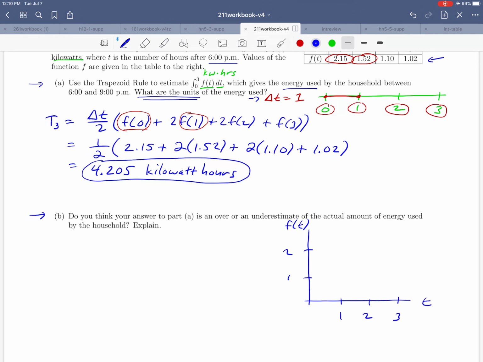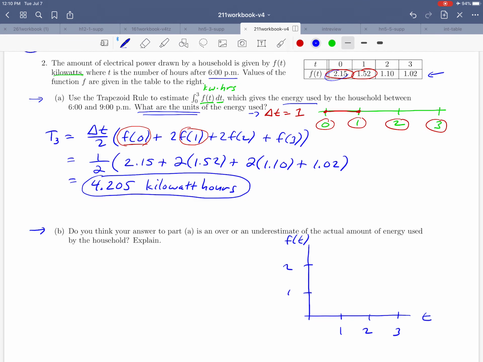Let's see, at t equals 0, and I'm looking back up at the table here, we get 2.15, so we're a little bit bigger than 2. And then we jump down to 1.52, that's maybe about there. 1.10 is maybe about there, and then 1.02 is maybe about there. And if you connect the dots here, try to draw a smooth curve, what does that look like to you? Concave up or concave down? If I had to guess, I would say that looks slightly concave up.